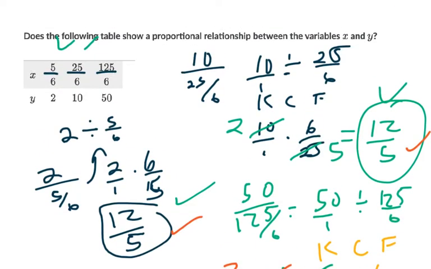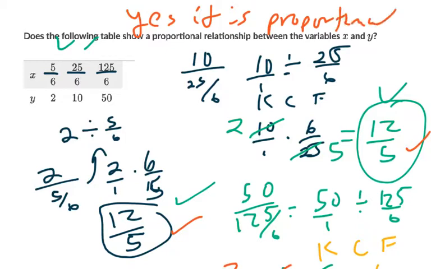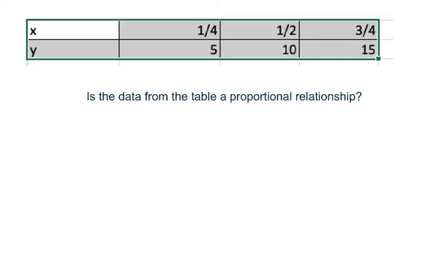And so going back up here, does the following table show a proportional relationship? Since every one of the k values is 12 over 5, yes, it is proportional. All right. We looked at one earlier with fractions. We'll look at one more.